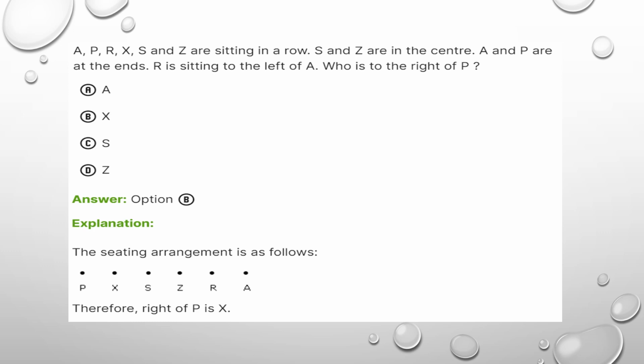Now coming to the last sentence in the question: who is to the right of P? Once A is placed at the right end, P's position at the left end is fixed. Now the only variable left is X. So the answer to our question, who is to the right of P, is X. That is option B.